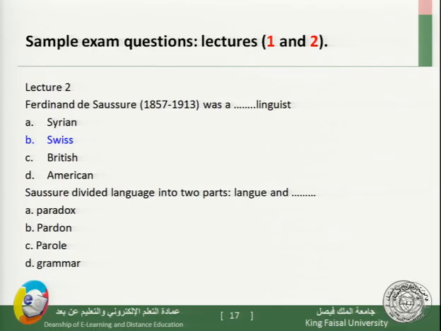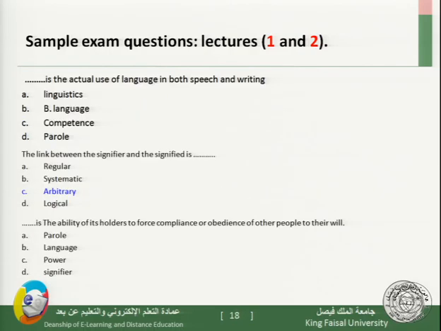Now, some of the sample exam questions which I have chosen from this lecture, lecture 2. Number 1, Ferdinand de Saussure was a Syrian, Swiss, British, or American linguist. Now, the answer is B. De Saussure divided language into 2 parts, langue and parole. Number C. And finally, what is the actual use of language in both speech and writing? Linguistics, language, competence, or parole? The actual use is parole, of course.